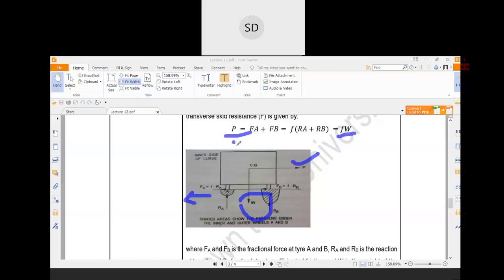So your P by W would be equal to F. So when your centrifugal ratio is equal to the frictional coefficient or more than that, in that case there are chances of transverse skidding of the vehicle.